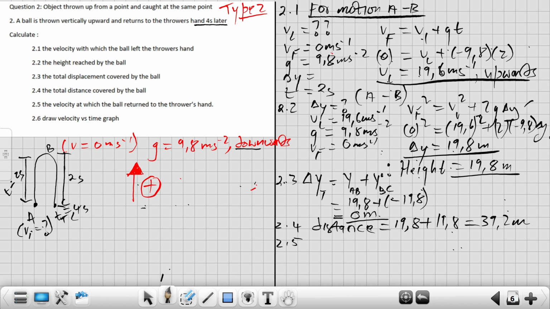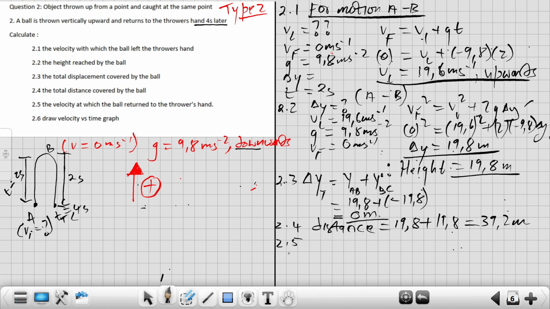Maybe I should emphasize again at 2.3, displacement is a vector quantity. That is the reason why AB will be positive, BC will be negative, because of the choice of direction. Then we get 0 for our displacement. But distance is a scalar quantity, so we only add our two distances. We do not consider the direction thereof.